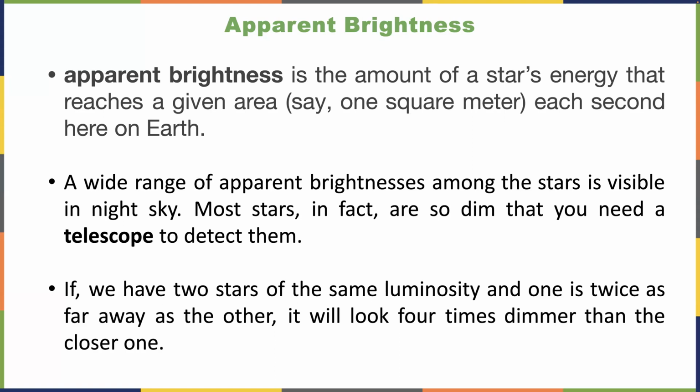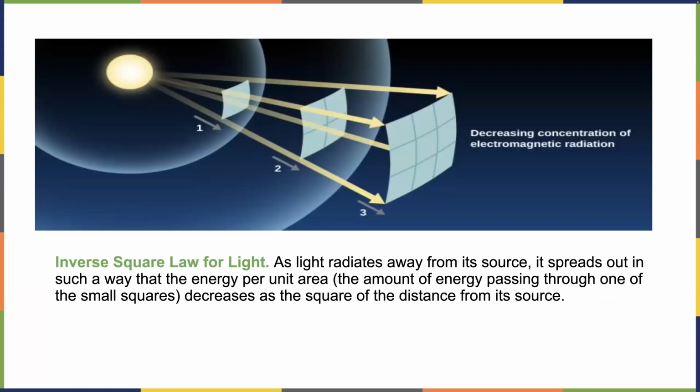Then what happens is when you observe it from the Earth, even though they have the same luminosity, the star that is far away from us will look 4 times dimmer for us in terms of the apparent brightness. So now you should understand that when you calculate or define the apparent brightness, we are not taking the distance into consideration. So we just look at the apparent brightness.